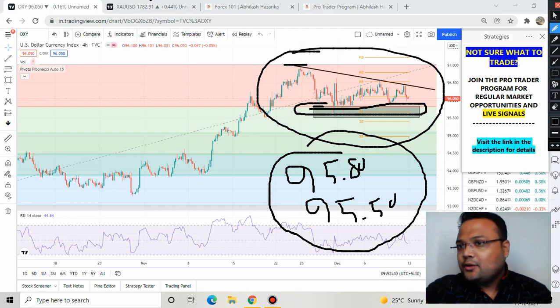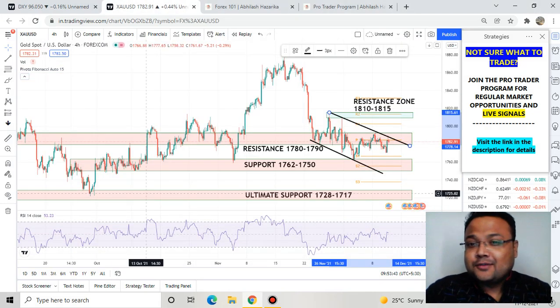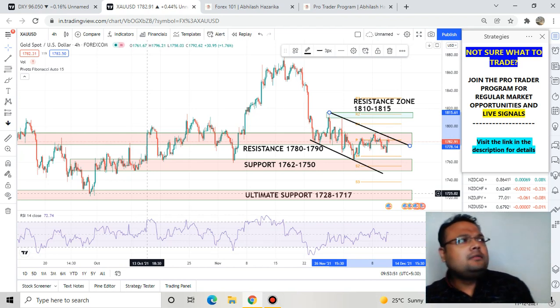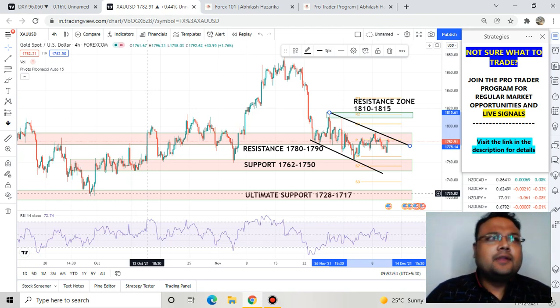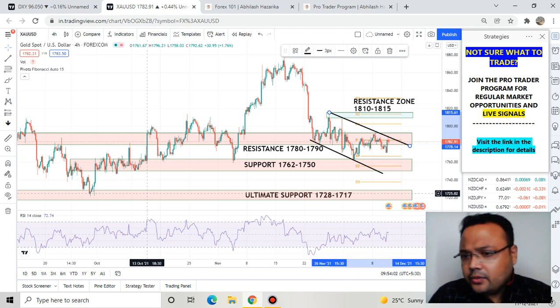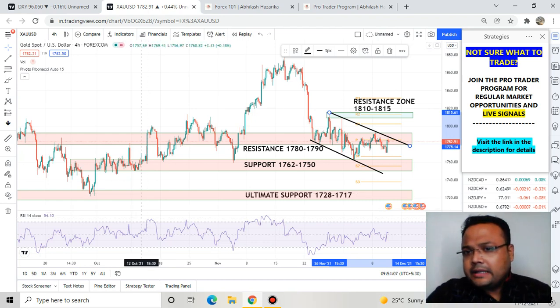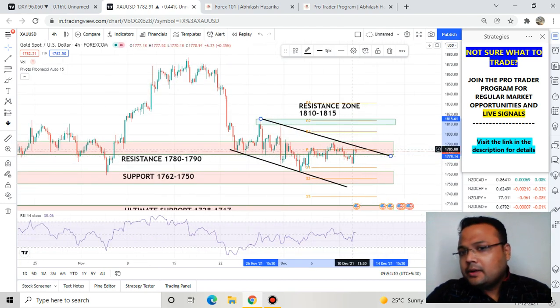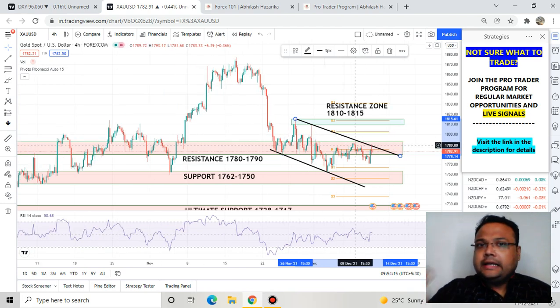Now let's try to understand what is going on in the chart of gold. First of all, CPI came out yesterday and inflation has hit the level of 6.8. Yes, 6.8, and it is the highest since 1982, which is quite a cause of concern. Generally we see that whenever inflation goes up, gold also goes up. But yesterday gold failed. Gold was trying to go up, but it failed to cross this resistance zone here.